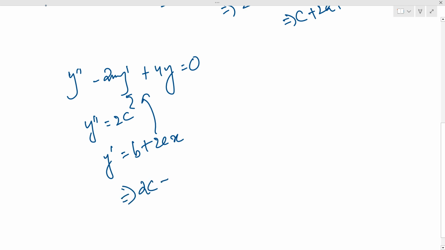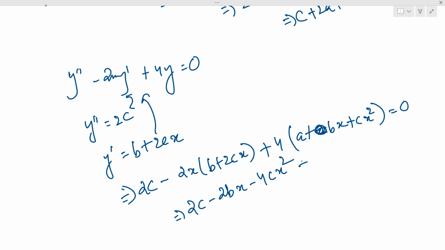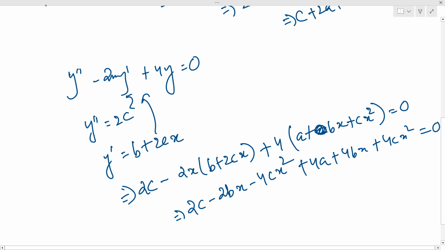2c minus 2x times b plus 2cx, plus 4y. Y is how much? Y is a plus bx plus cx square is equal to 0. 2c minus 2bx minus 4cx square plus 4a plus 4bx plus 4cx square. I think it will be coming the same. So yeah, it's the same thing. Okay, I get it. I get it. How to do it.